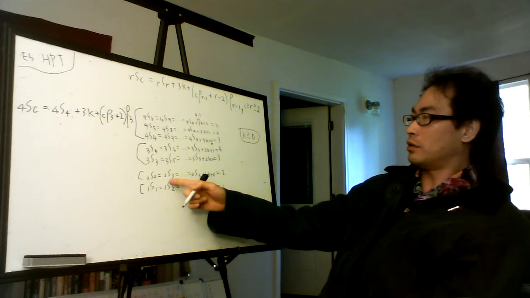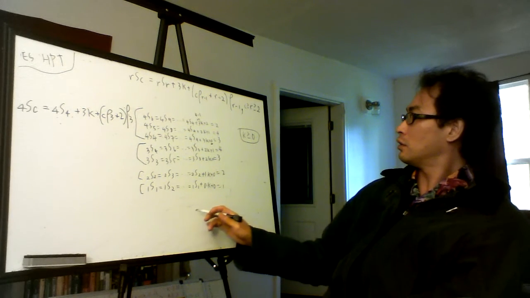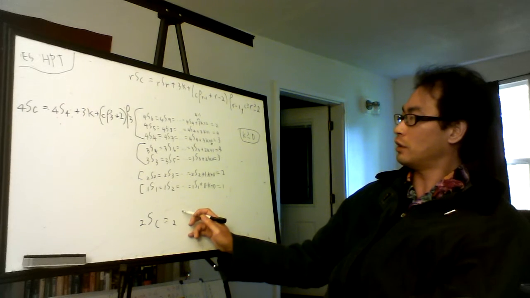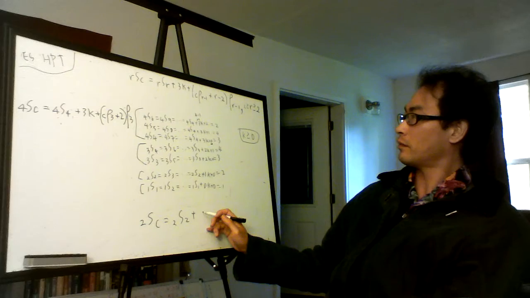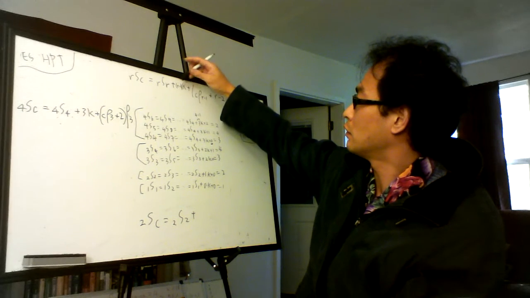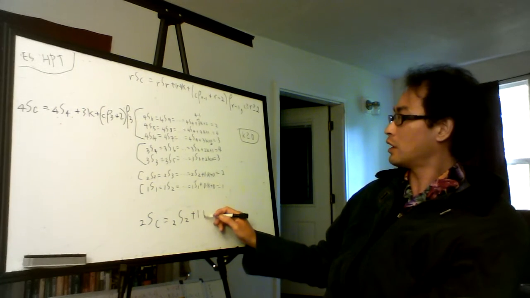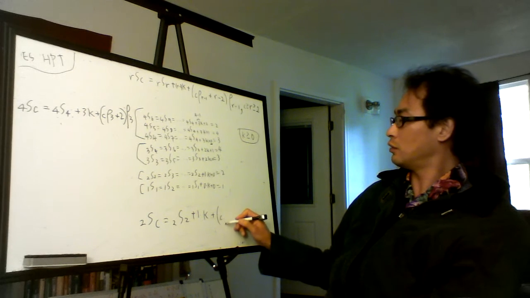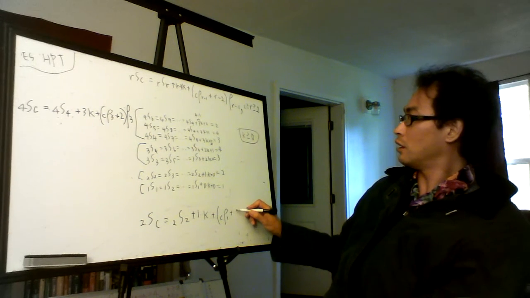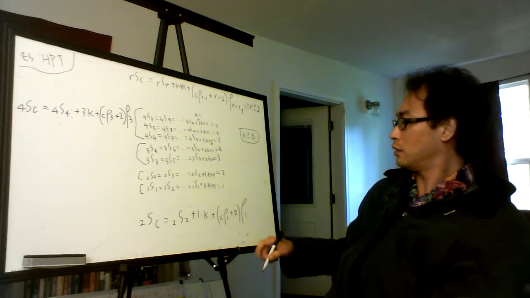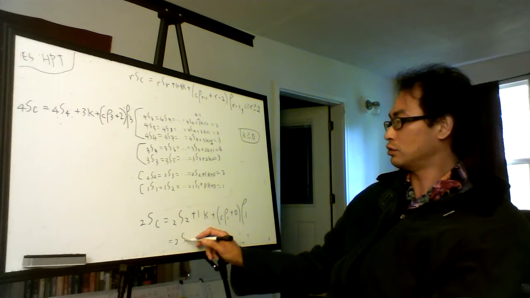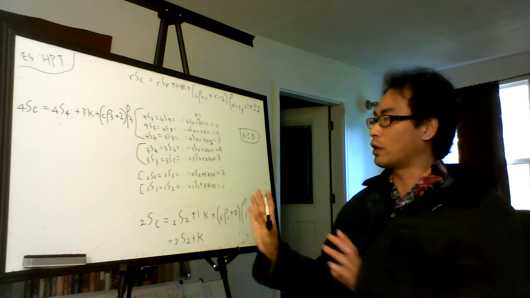Let's plug in the number when R is 2. 2SC is equal to 2S2 plus, I'm sorry, it's not 3k, it's r minus 1 times k, so 1 times k, plus c rho r minus 1. What is r? 2, so 0, 1, plus 2 minus 2, 0, rho 1. Rho 1 is 0, so this is 2S2 plus k. So it works for this one.